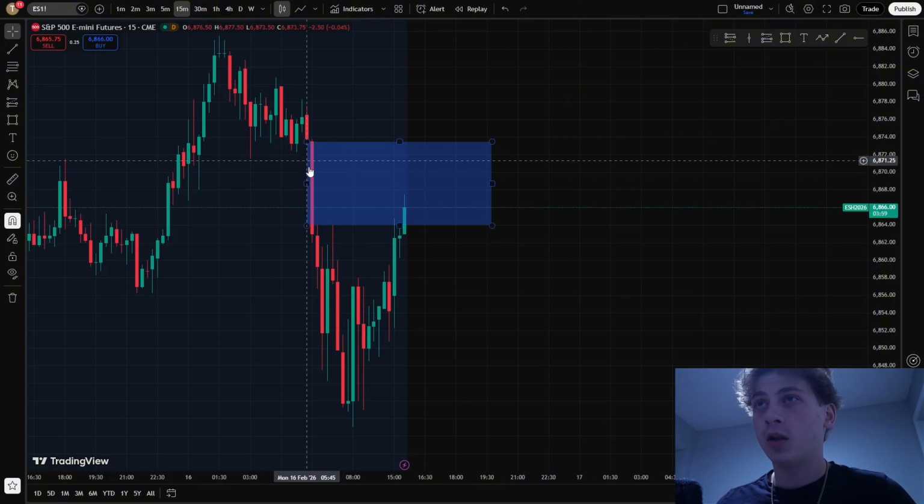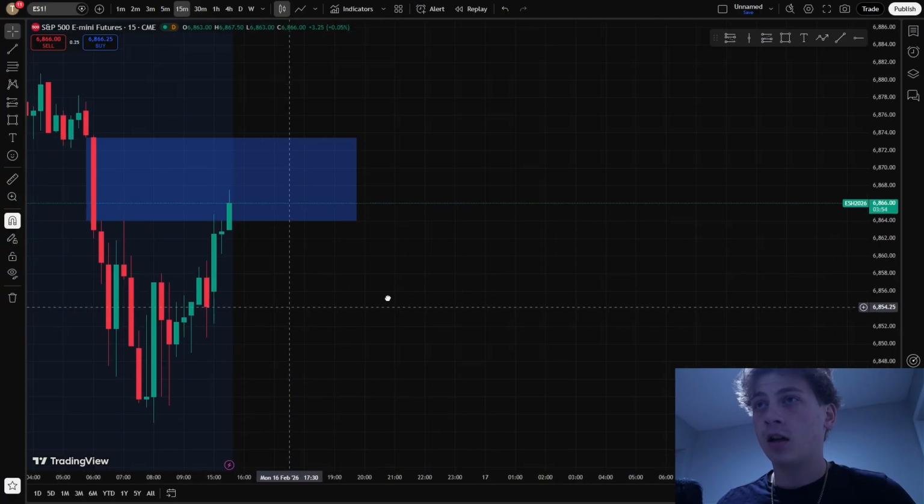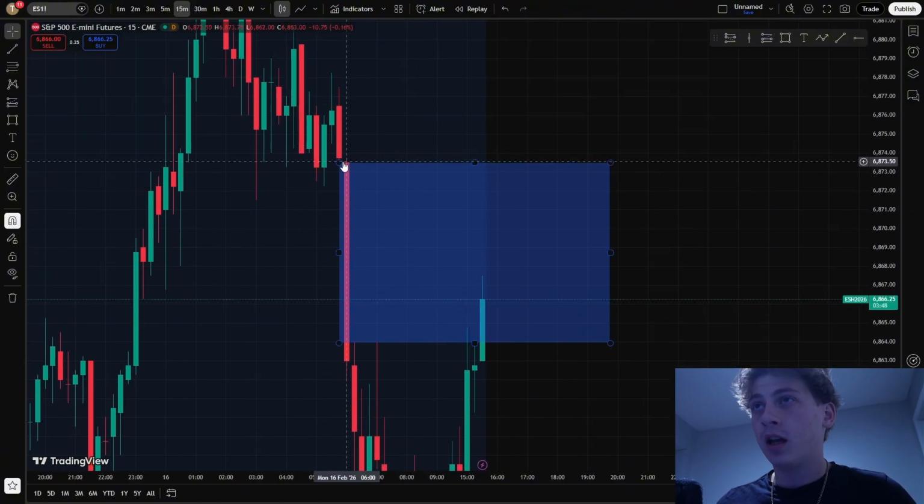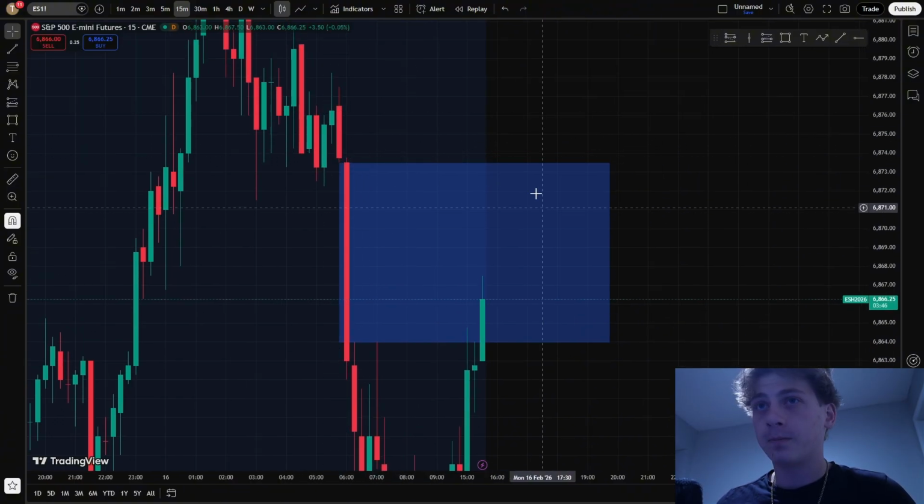No wicks, just a body. This wick ends here on this candle. This wick ends here, and that's where you're going to mark out. You're going to mark out the top of this third candle's wick and the bottom of this first candle's wick.